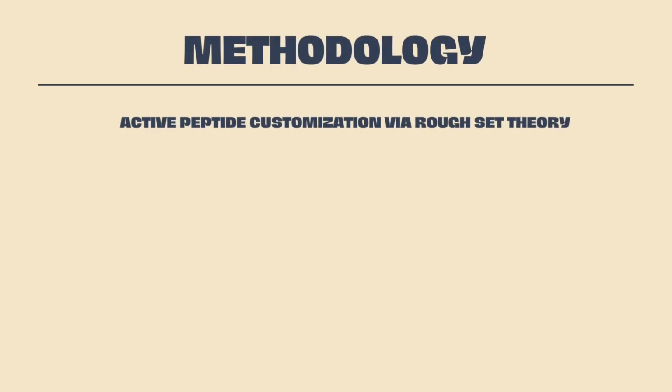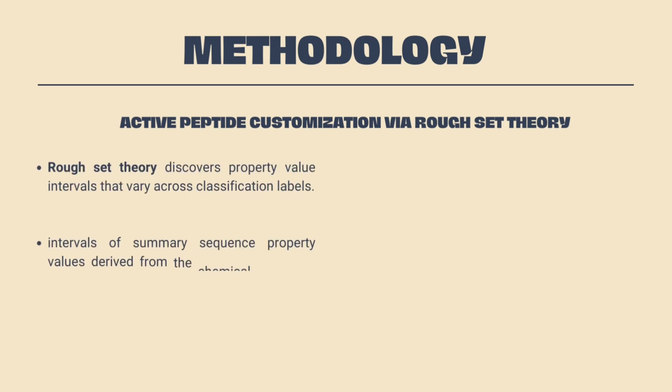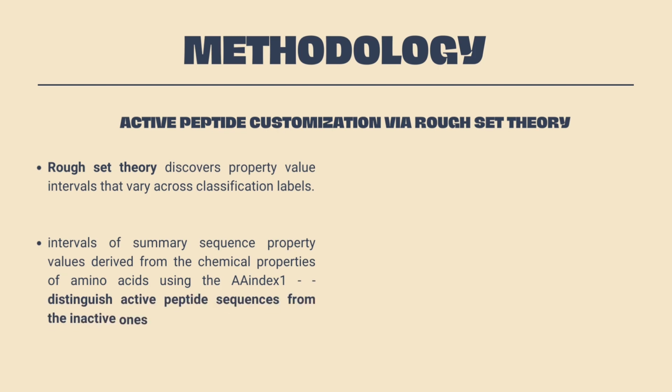The method used in this study involves two main approaches. The first one is active peptide customization using rough set theory. First of all, the rough set theory identifies relevant property value intervals, which differ between classification labels. They use this rough set theory to determine the intervals of summary sequence property values that are calculated from the amino acids' chemical properties using the AAindex database. This can be used to separate active peptide sequences from inactive ones.